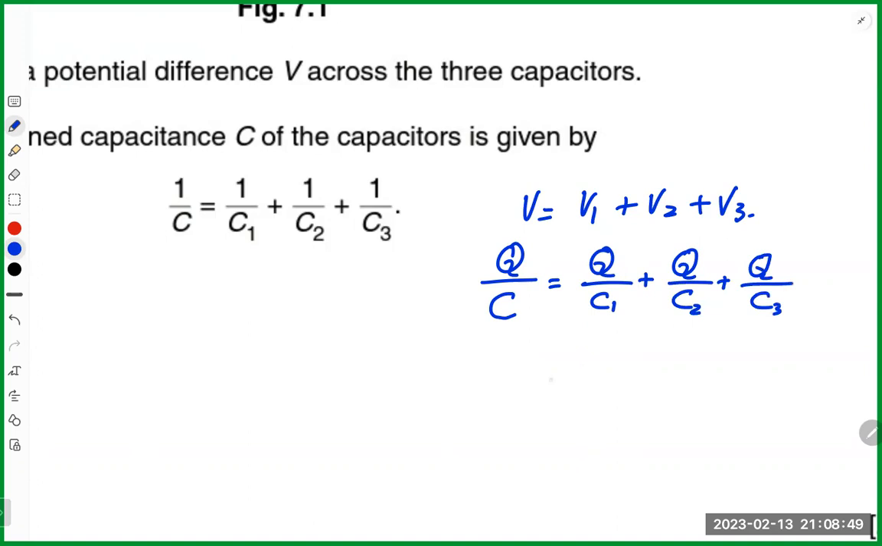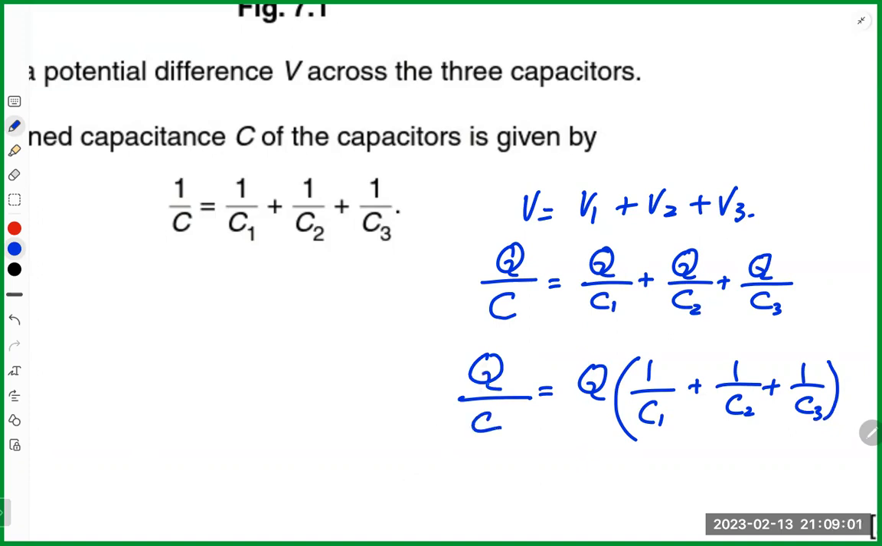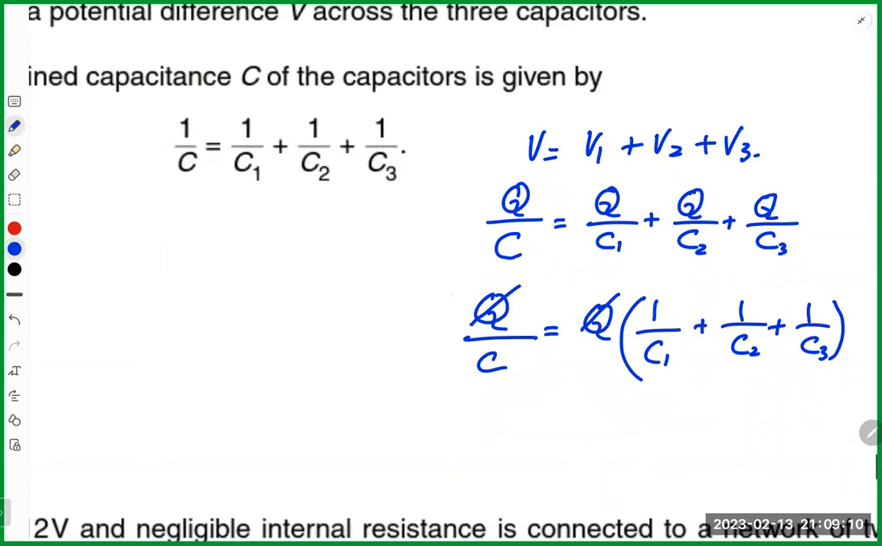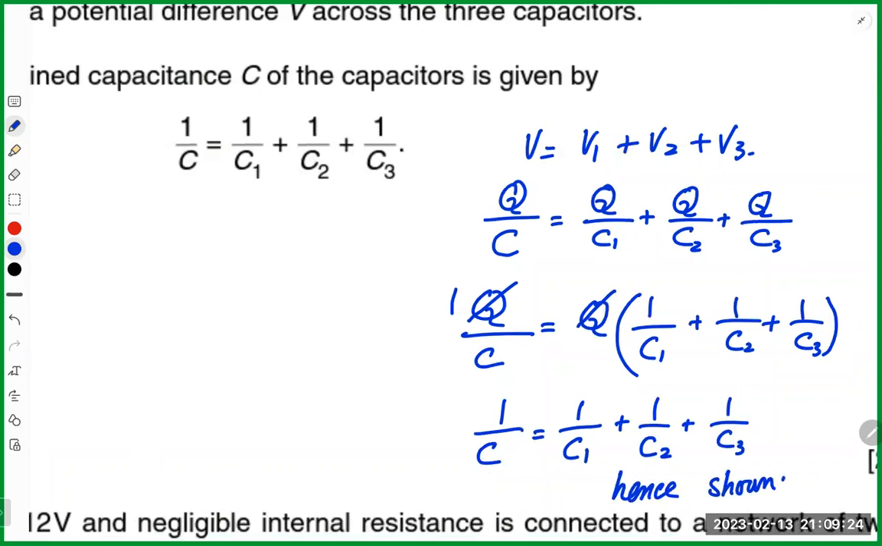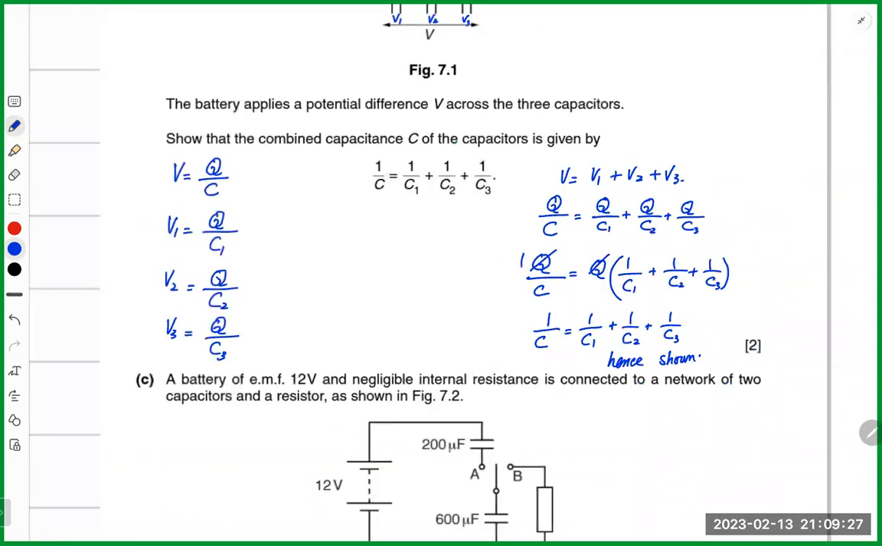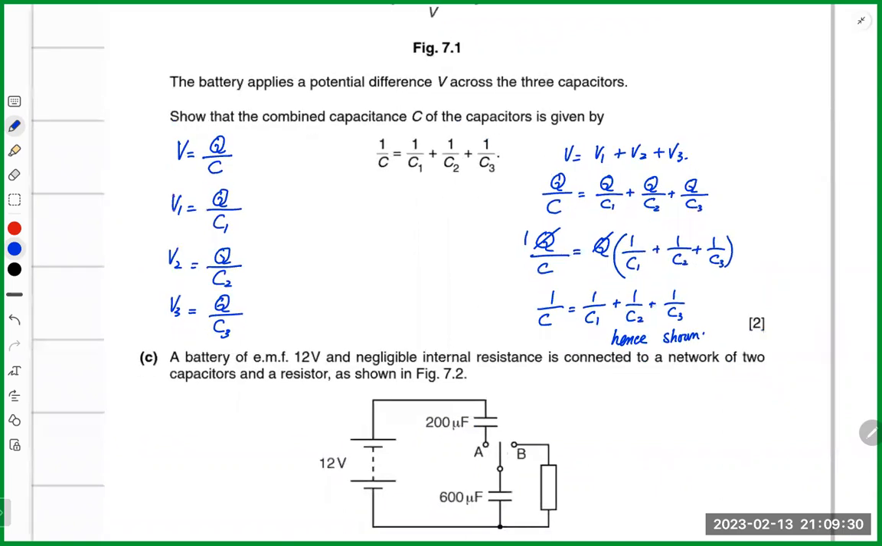So if I take Q common from the right hand side, I will be left with 1 over C1 plus 1 over C2 plus 1 over C3 equals Q over C. I hope you can see that if I shift Q from either side to the other side, it will be in the denominator and it will get cancelled. So Q and Q get cancelled, and I will be left with 1 over C equals 1 over C1 plus 1 over C2 plus 1 over C3. And that's it. And shown. Okay. So this is how you're supposed to do this in exam. Straightforward.